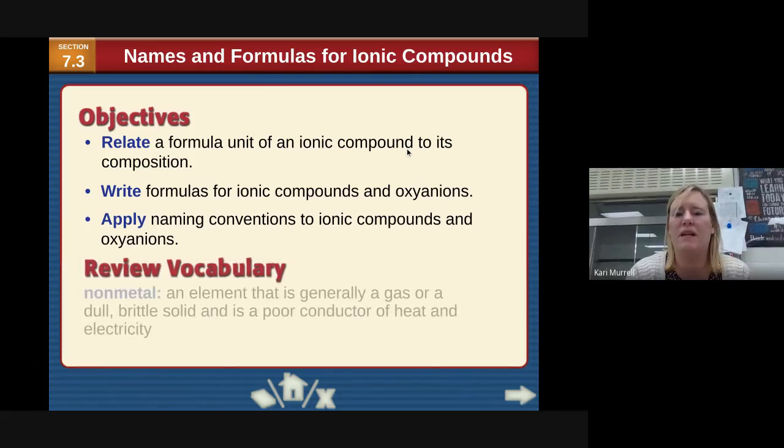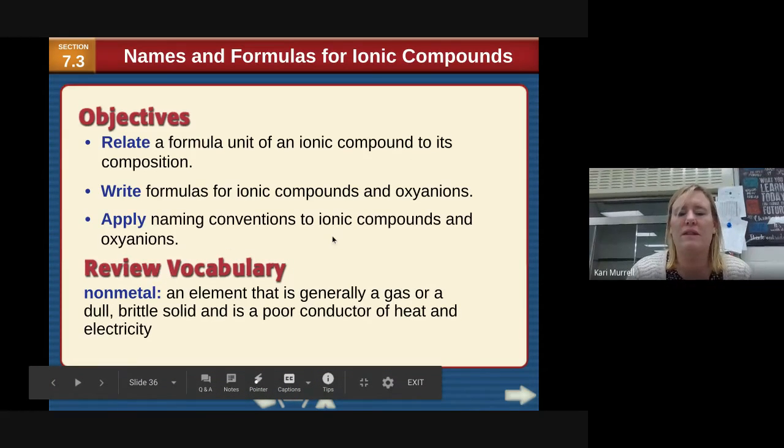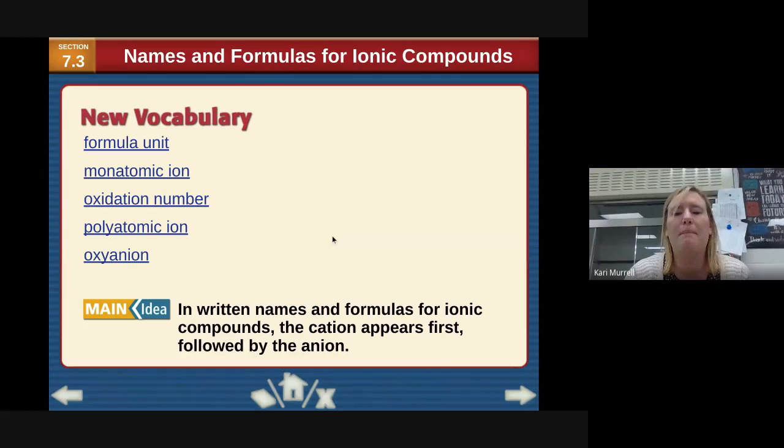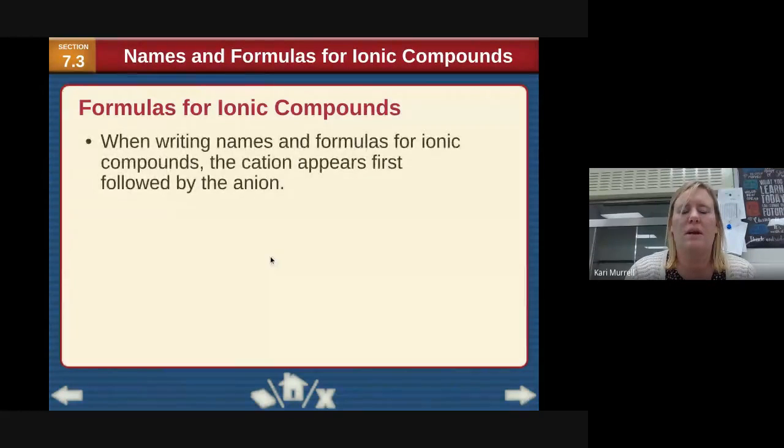We have some objectives here. We want to be able to write and name ionic compounds. We have some review vocabulary of non-metal, and some new vocabulary. The main idea is that in written names and formulas for ionic compounds, the cation appears first, followed by the anion. Remember, cation is positively charged, anion is negatively charged. We don't have a lot of vocabulary, but there's a lot to learn.